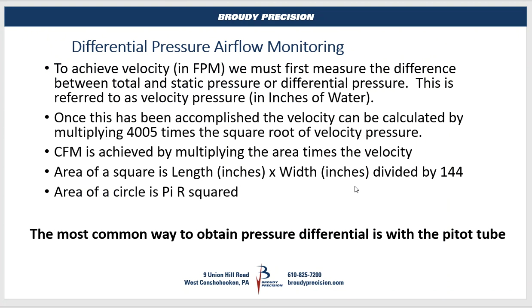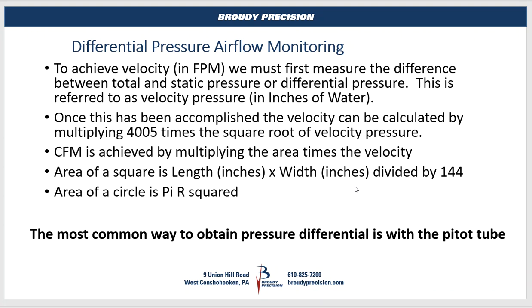Okay, to recap what we've just gone over, the different airflow differential pressure monitoring airflow pickups: we need to first achieve our velocity, which is measured in feet per minute, and that is by measuring the difference between the total and the static pressure, or what everyone refers to as the differential pressure. This is referred to as velocity pressure, and we read this in inches of water. Once this is accomplished, we can calculate by multiplying 4005 by the square root of the velocity pressure, and this gives us our velocity.